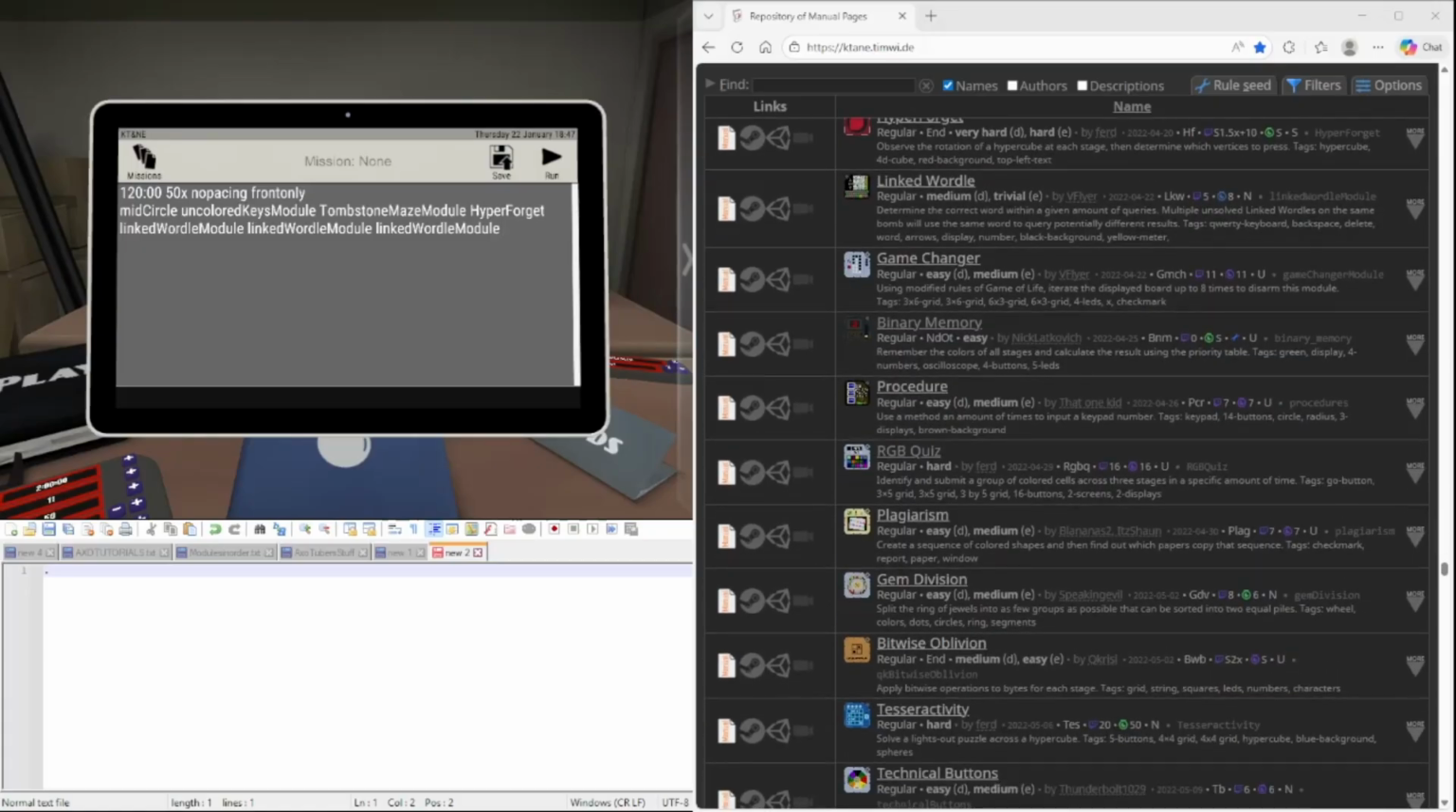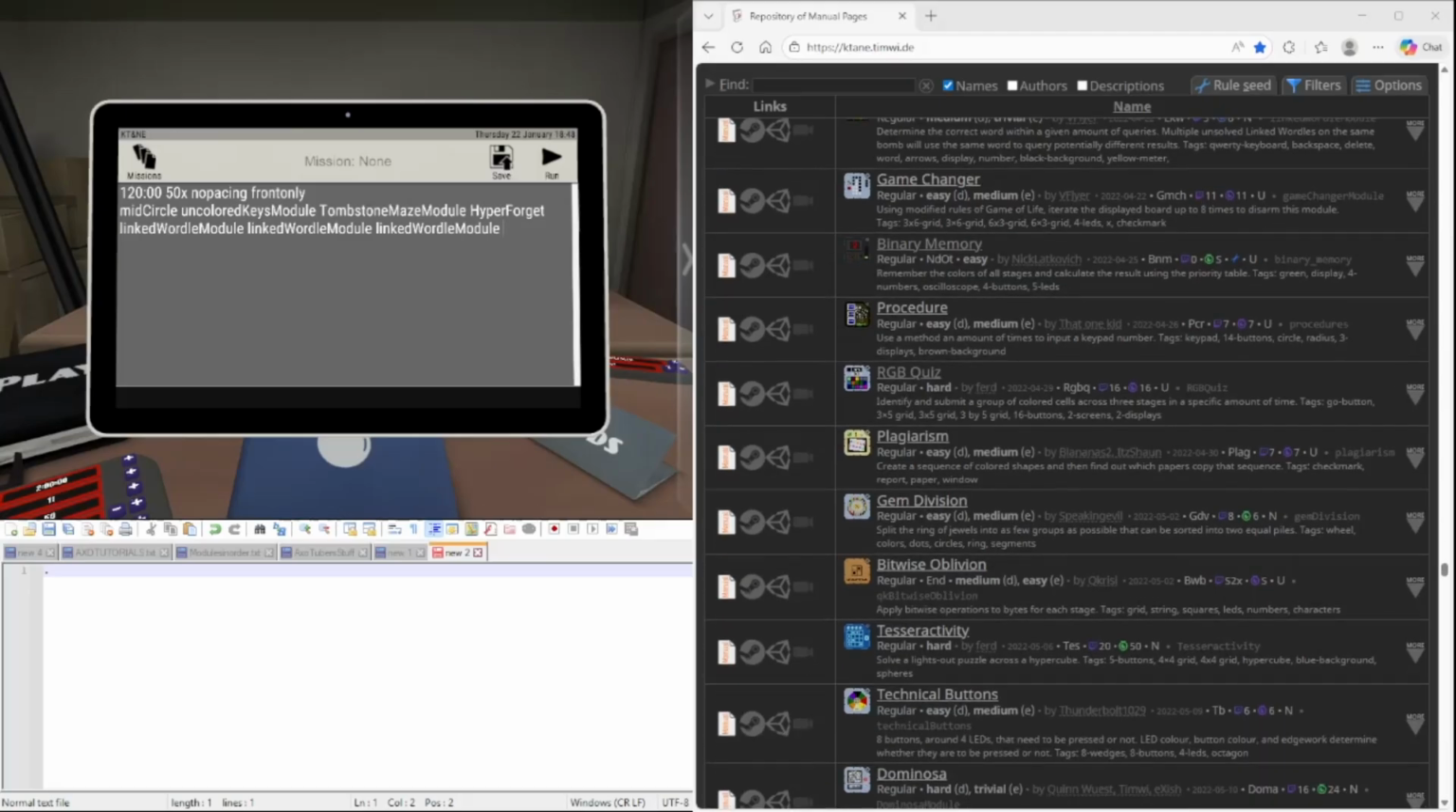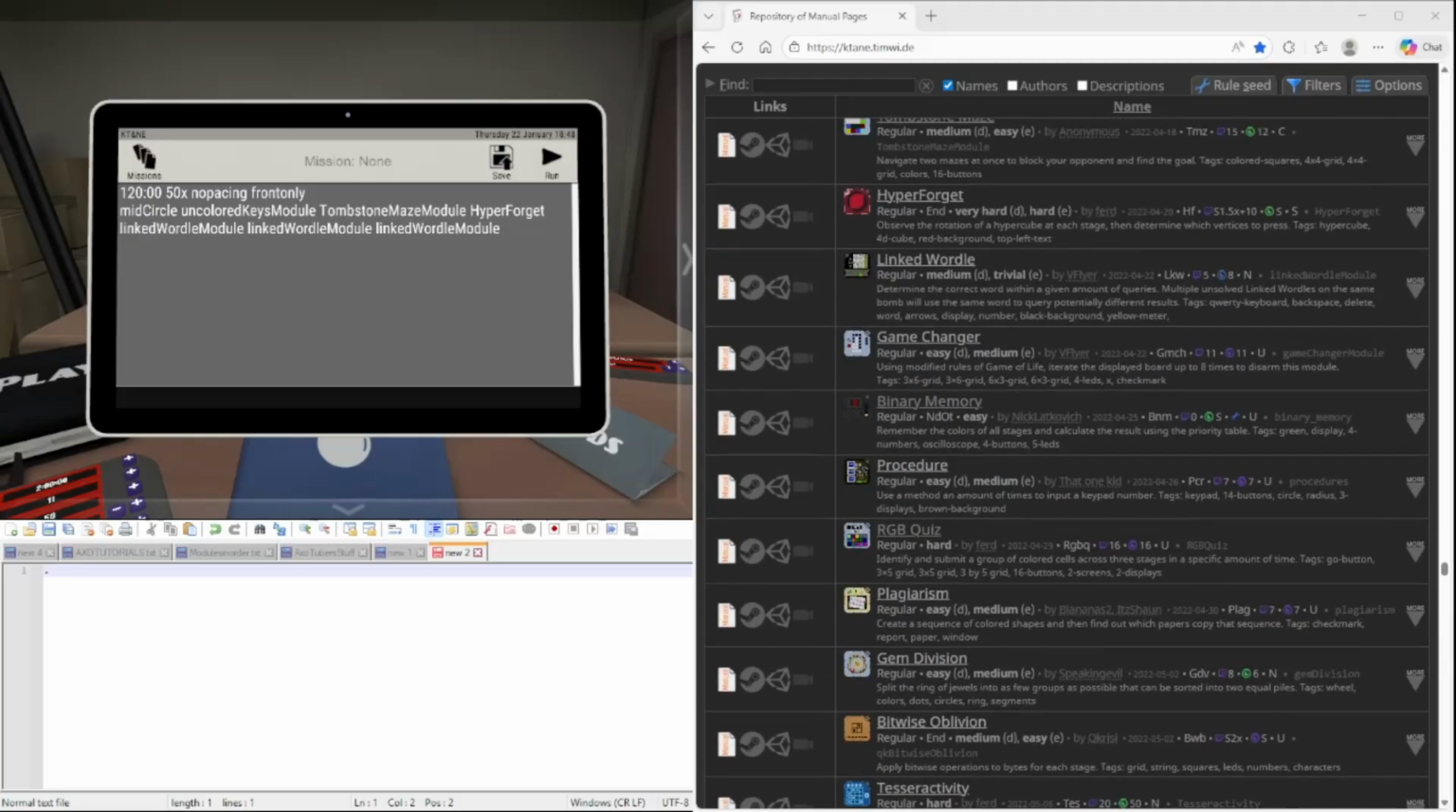Then we'll do maybe game changer, bio memory procedure, because we played. No wait. Okay, so we can try and do bio memory and bitwise oblivion in the same one. Bitwise oblivion is kind of an annoying one. Again, let's see what happens.